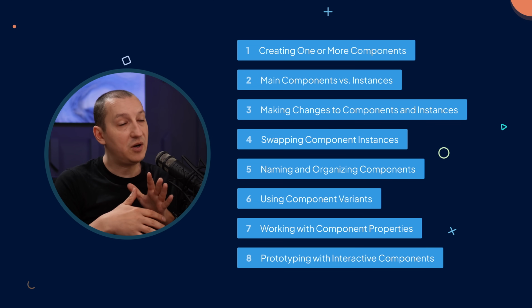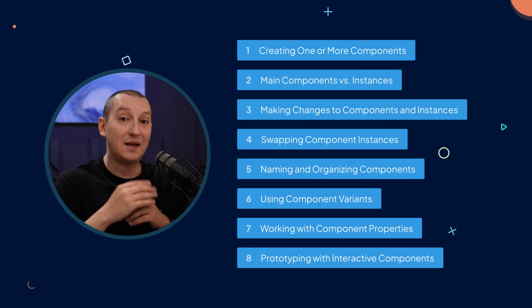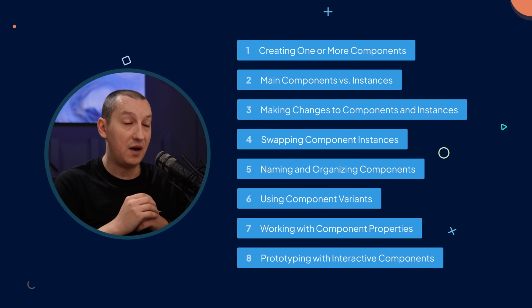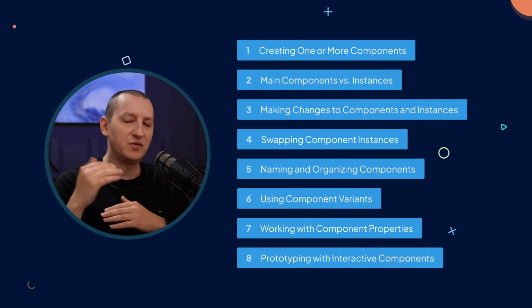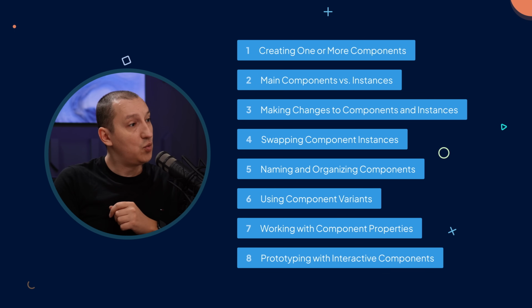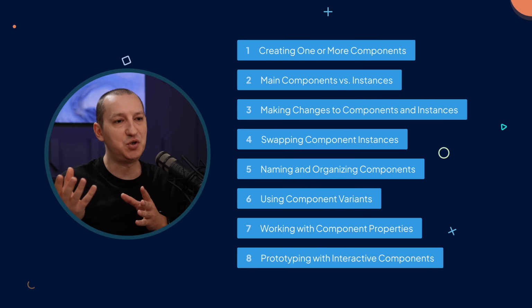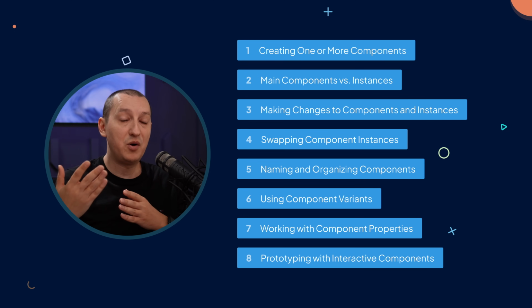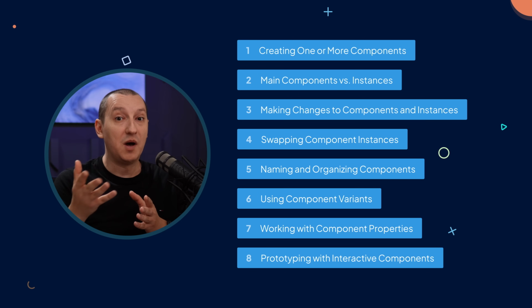The following lesson will be about component variants, right? So we'll see what they are, how we can use them, and why they are so powerful. Next, we'll be working with component properties, which are super cool. These are relatively new, but they take this feature of components to the next level. And finally, we'll briefly discuss interactive components, which allow you to use components in a more, let's say, interactive way in Figma prototypes.